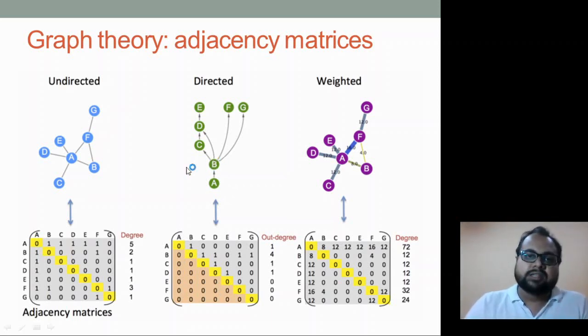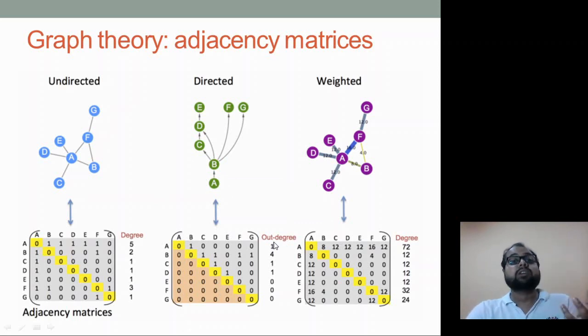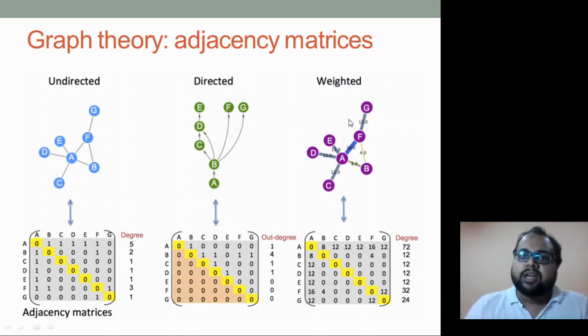So this is how you calculate the adjacency. That's why it's not called a degree, it's called an out degree when it comes to directed. If you look at the degree, it becomes different. So it's 1, 4, 1, 1, 0, 0 if we are looking at directed. Understand one thing: you have a network with the same nodes, but because it's undirected and directed, your entire degrees and out degrees change.